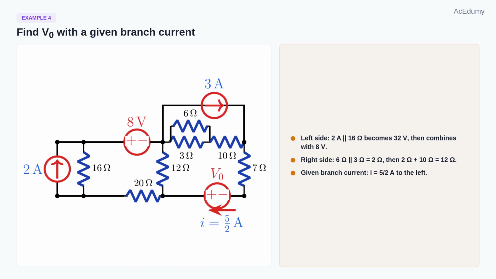The left 2 amp current source, in parallel with 16 ohms, becomes a 32 volt source in series with 16 ohms. That source combines with the 8 volt source, leaving a net 24 volt source and 36 ohms on the left side. On the right side, the 6 ohm and 3 ohm resistors are in parallel, giving 2 ohms. With the 10 ohm resistor, that becomes 12 ohms.